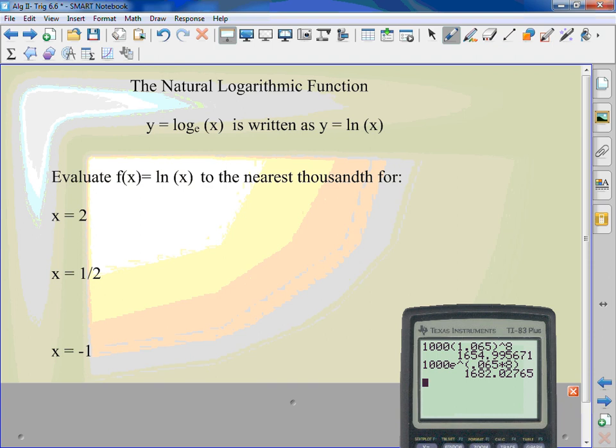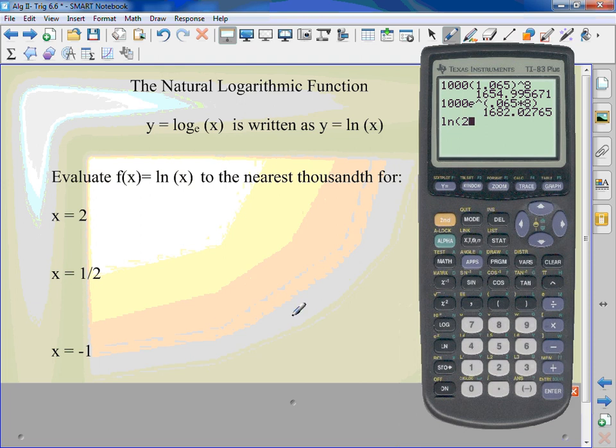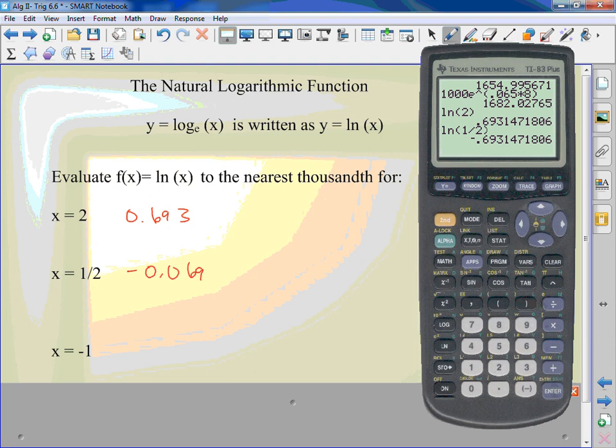So we're going to find ln of 2, ln of 1/2, ln of -1. All I do is hit the ln, which is next to the 4, 2, and I get, I'll do it correctly this time, 0.693. ln of half, negative 0.693. I had the decimal in the wrong spot. And ln of -1.